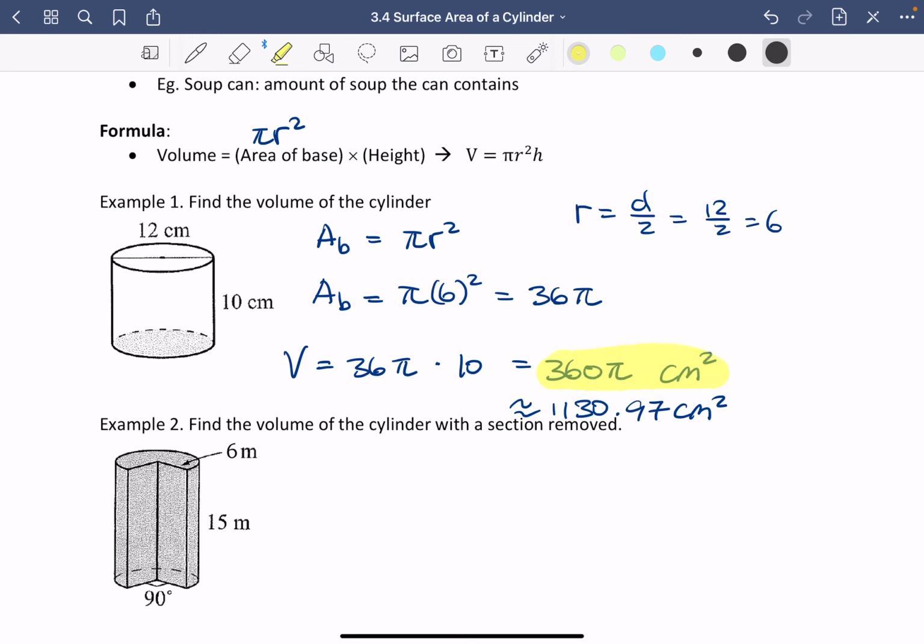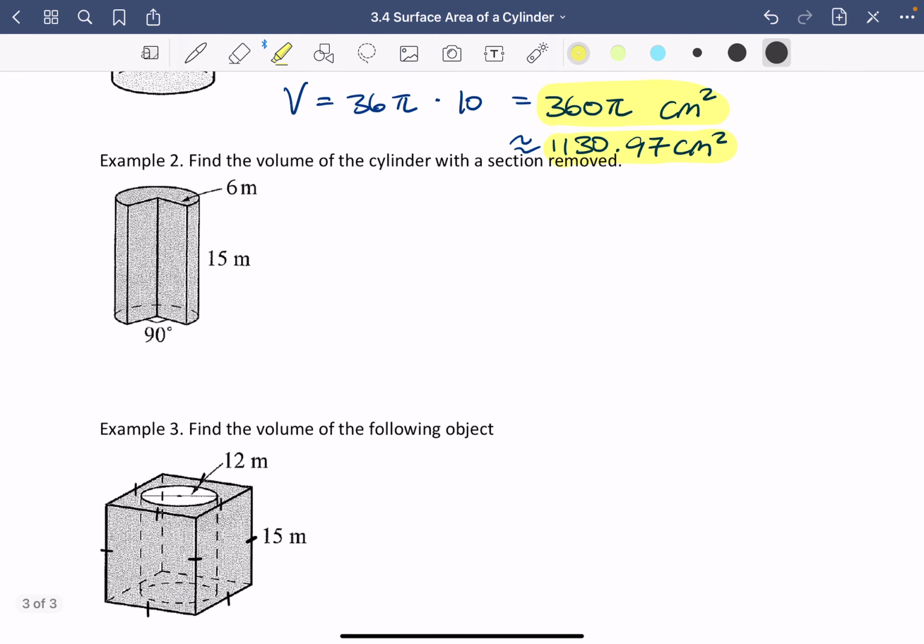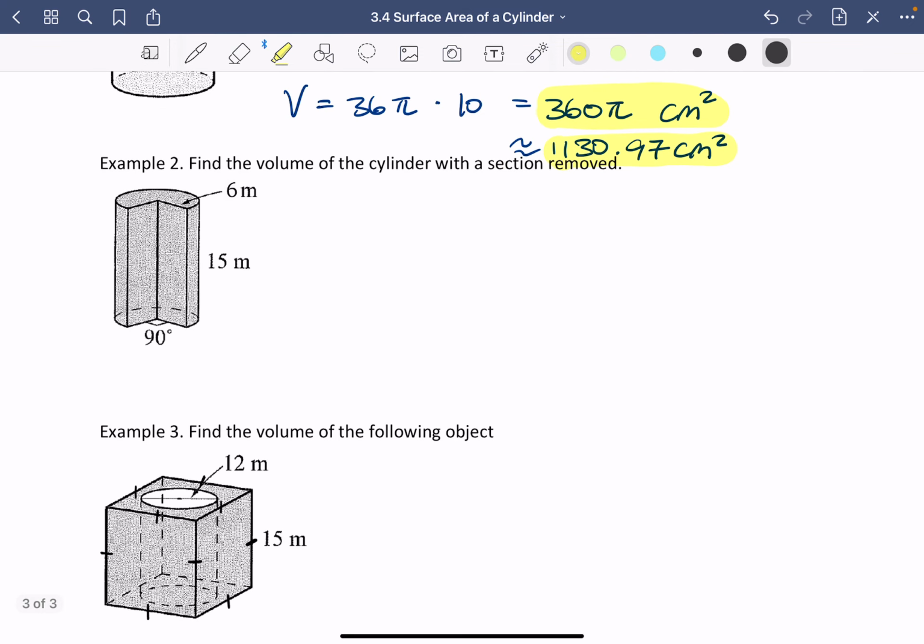I like the first answer better because you don't have decimals. But if you guys don't like to leave your answers with pi, then you can calculate it. That's fine too. All right, example number 2. Find the volume of the cylinder with a section removed. And the section removed here, you can see that it's a 90-degree section.